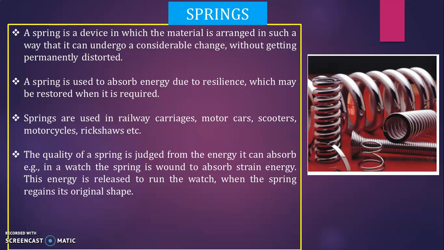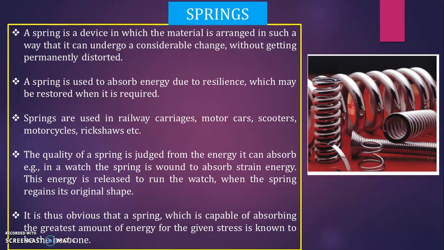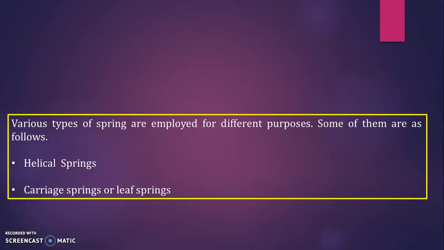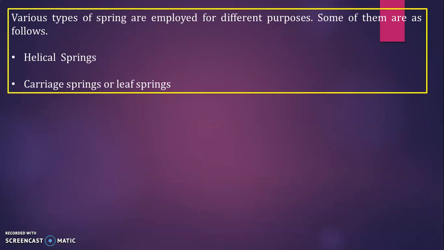The quality of a spring is judged from the energy it can absorb. For example, in a watch, the spring is wound to absorb strain energy. This energy is released to run the watch when the spring regains its original shape. It is thus obvious that a spring which is capable of absorbing the greatest amount of energy for the given stress is known to be the best one. This is about springs. Then we will see the different types of springs.